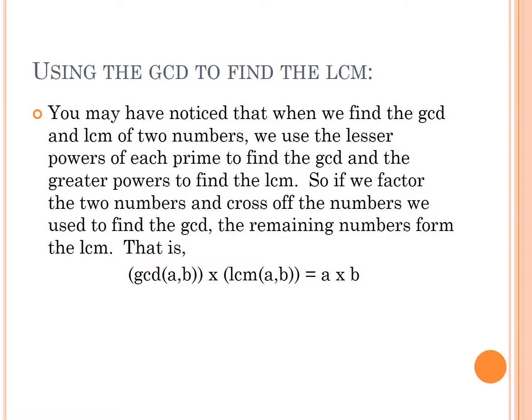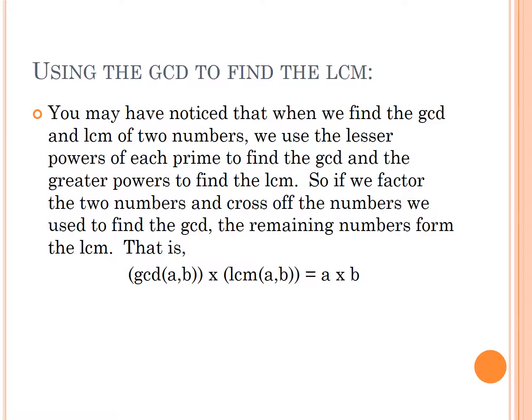Now the third method: we don't use the Euclidean algorithm to find LCMs, but you might have noticed something. Suppose I have two numbers A and B and I want to find their GCD and LCM. So I factor the A and the B into primes. And as I find the lesser power of each prime to find the GCD, I could cross those off. And as I cross them off, I look at what's left. What's left is actually the LCM, the bigger power of each prime.